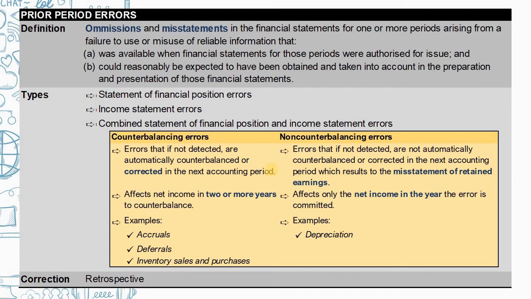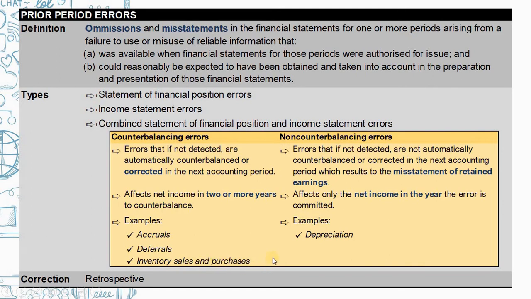And in order to self-correct the retained earnings, it requires affecting net income in two or more years in order to counterbalance. So this is called a counterbalancing error because it affects the net income in two or more years. And the effects of the misstatements in net income in those years will automatically offset or self-correct in the retained earnings. The examples of counterbalancing errors include accruals, deferrals, inventory, sales, and purchases.